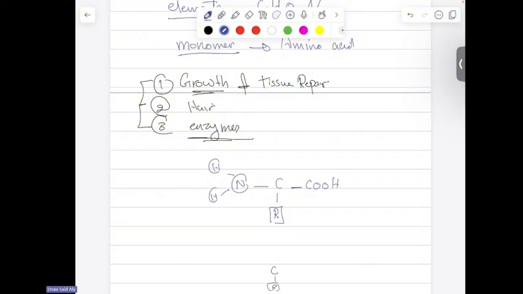Here are COOH and NH2. It's correct and it's correct. Okay, this is the amino acid molecule.